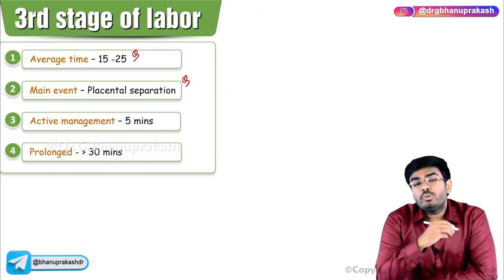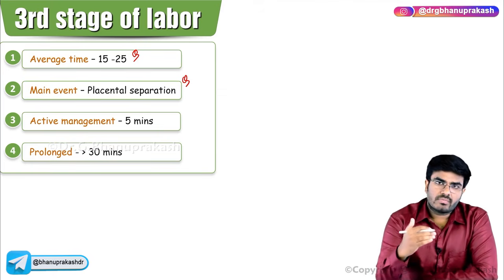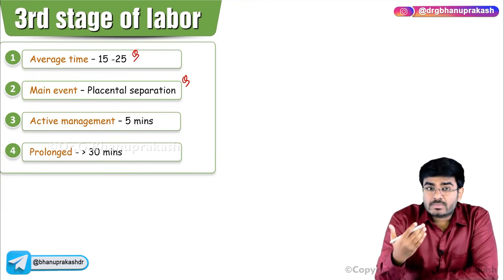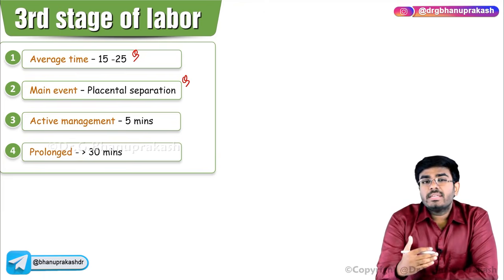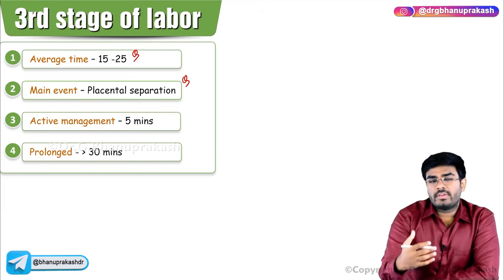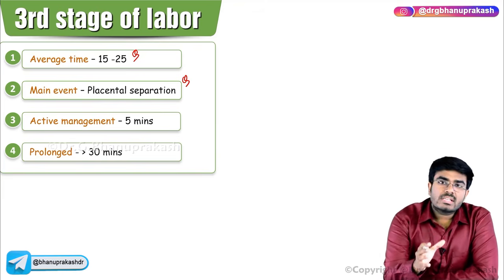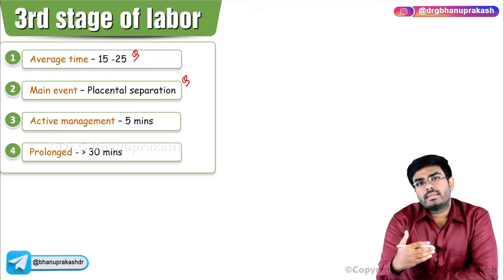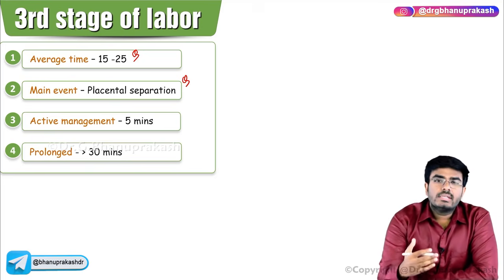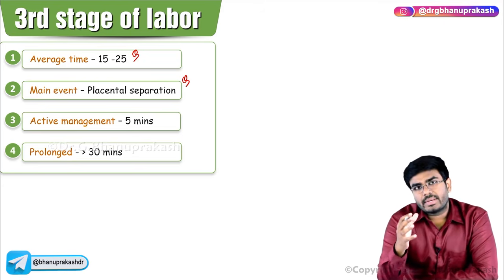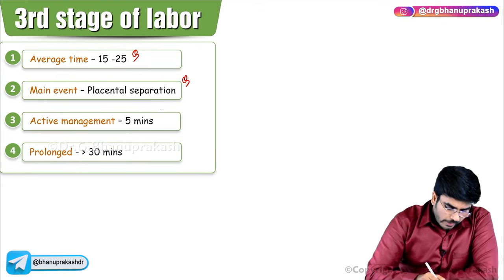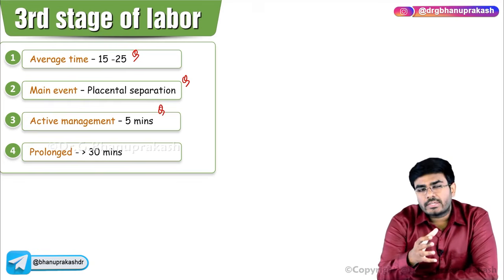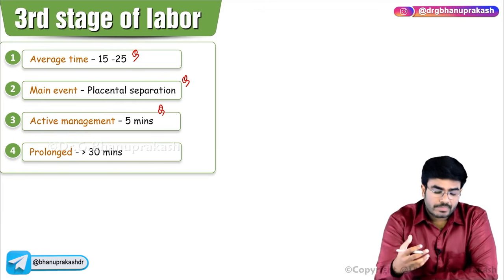What is the active management of third stage of labor? That we will discuss later. But if you do active management, you are involving in the process of separation of placenta. With involvement of the obstetrician, the placenta is getting separated. So for active management it takes only 5 minutes. Why? Because the doctor is trying to remove the placenta.